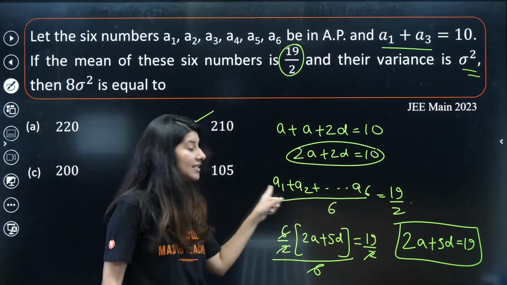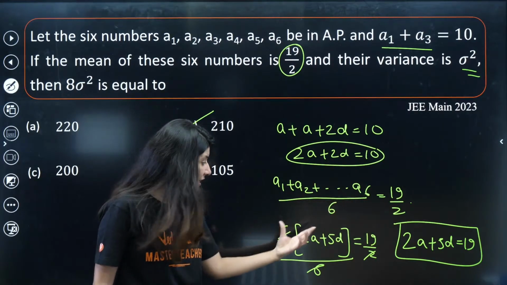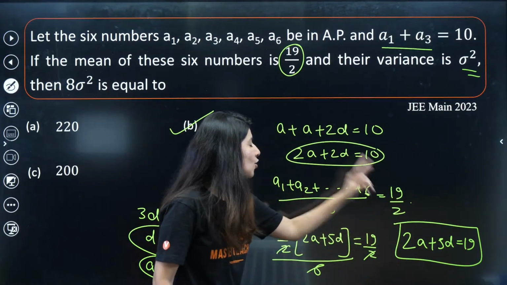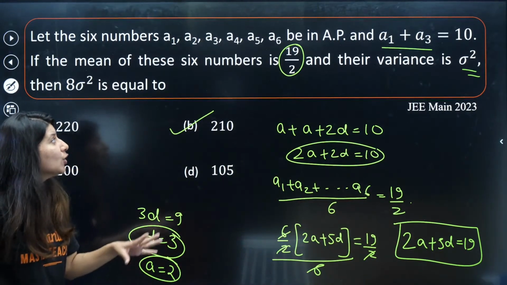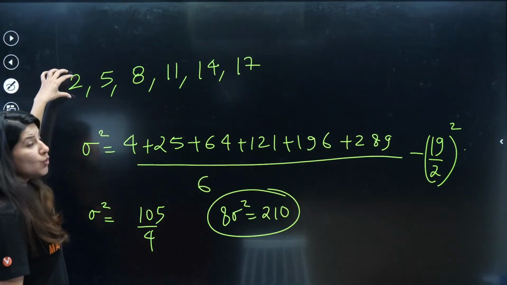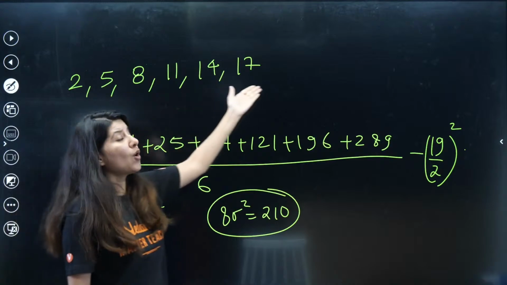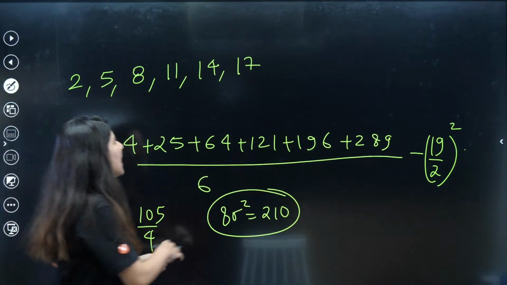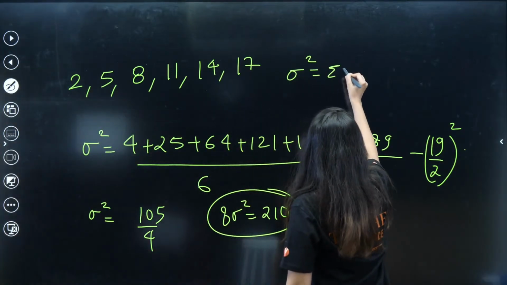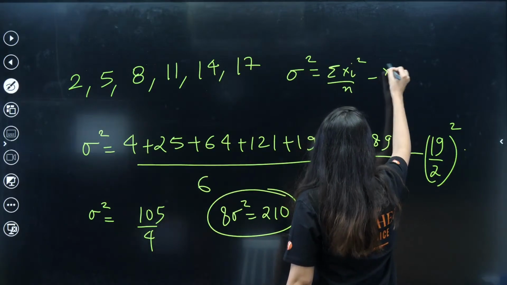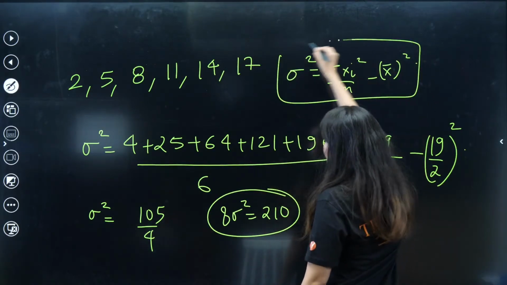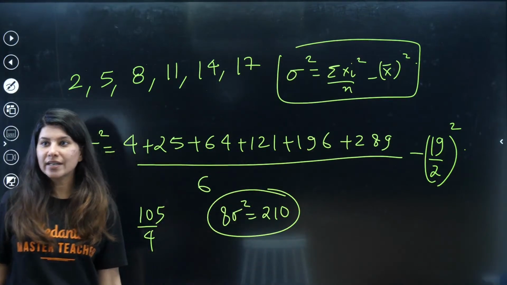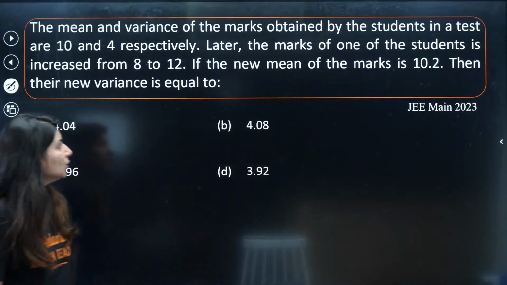Now what is this? This is nothing but sum of first 6 terms of an AP. So let's apply the formula of sum of first 6 terms. If you apply, you get one more equation in A and D. Solve these two, you will get A, you will get D. Now you have 6 terms. First term is 2 and common difference is 3. Can you make all the 6 terms? Yes, definitely. Add 3. You will get all the terms. You have all the 6 terms. Apply the formula. Formula is what? Sigma square is sigma xi square by n minus mean square. Right? Apply this formula. You will get sigma square, and then 8 sigma square is nothing but 210, which is your correct answer. Alright?